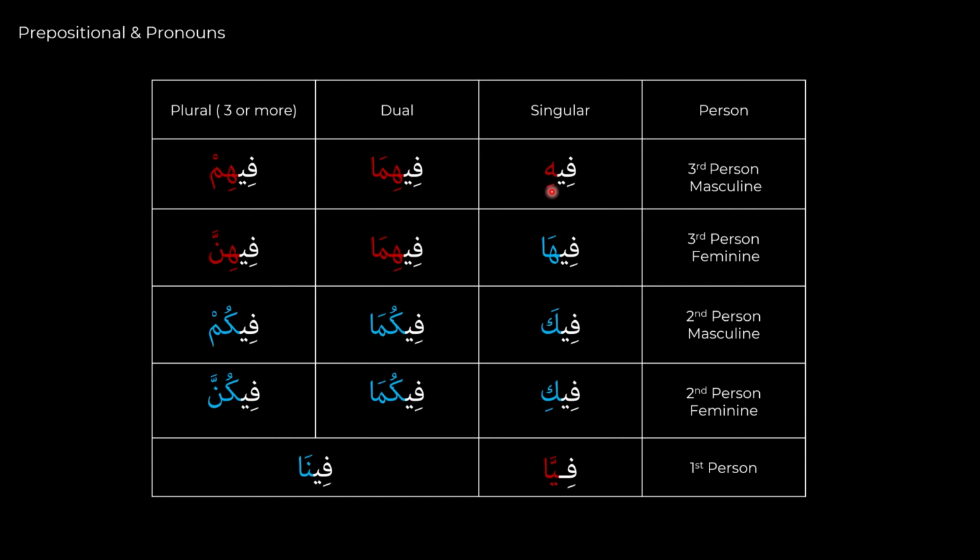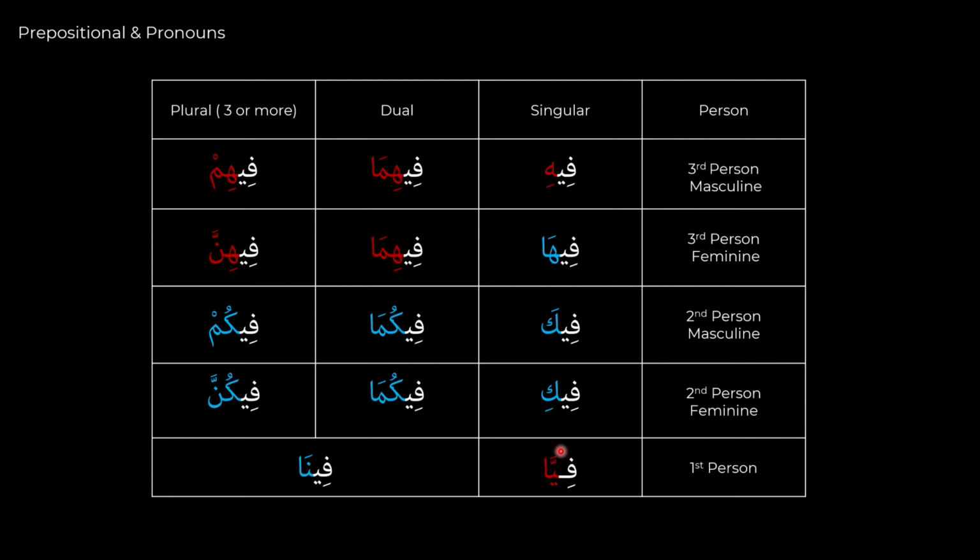So it's a small little thing to keep in mind, not to be psyched out by this and think that you're dealing with some grammatical anomaly. Rather, it's a phonetics thing. So it would just be read as fihi, fihima, fihim, fiha, right? Fihima, fihinna, right? And then the rest are the same. So fika, fikuma, fikum, fiki, fikuma, fikunna.